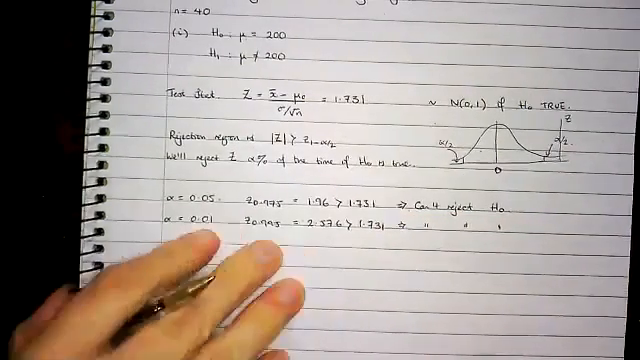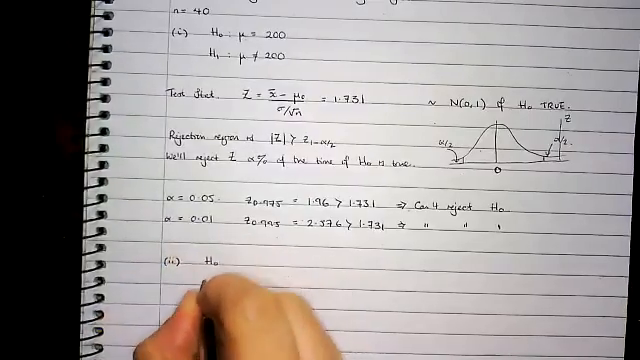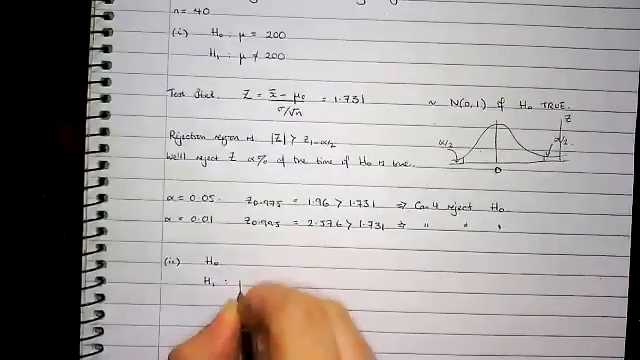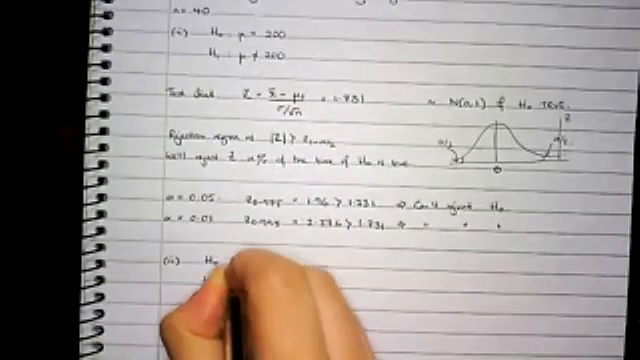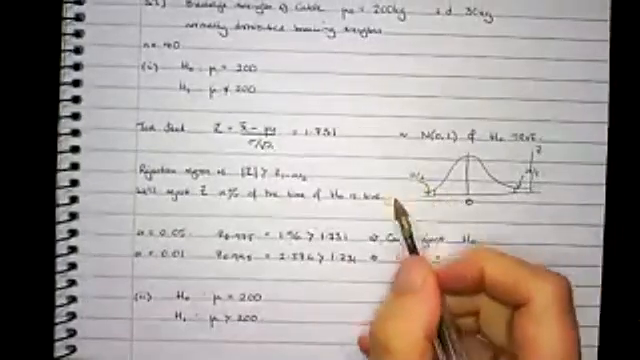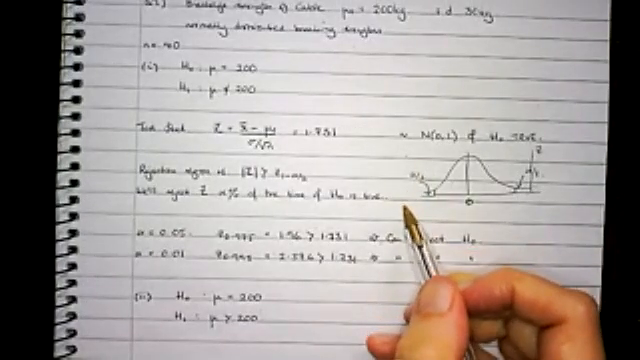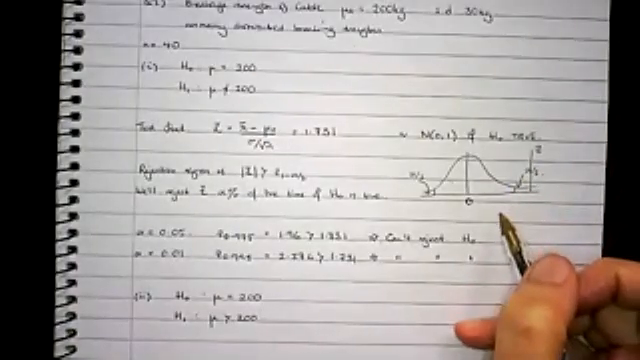So the thing that's different in part 2 is my H1 hypothesis is now that mu is bigger than 200. So in this case, I'm not too worried about if the test statistic that I find is abnormally small. I'm only interested in if it's abnormally big.